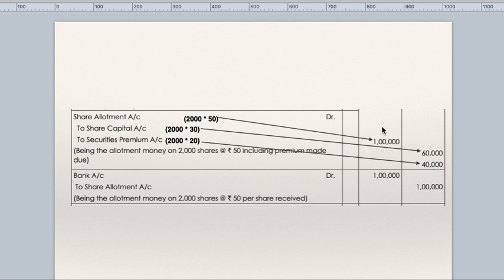Whatever was due has been received. 1 lakh was due, they have received 1 lakh. Bank to allotment 1 lakh.